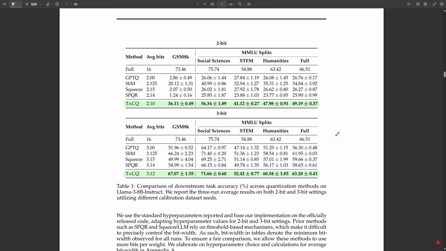Wow. And you mentioned the Spider text-to-SQL task earlier. Yes, that was another really interesting finding. At the super compressed 2-bit level, TaCQ is basically the only method that gave any meaningful results at all. The others just kind of collapsed. What does that suggest? It suggests TaCQ is much better at preserving the model's ability to generate complex, coherent outputs, not just pick the right answer from a list. That's crucial for generative tasks.